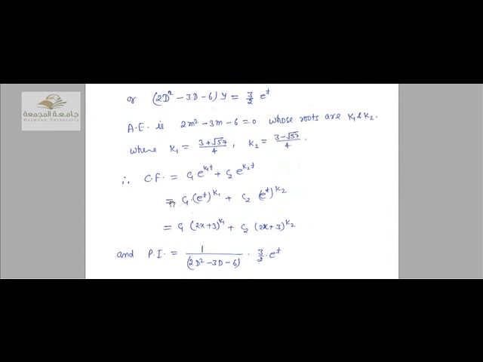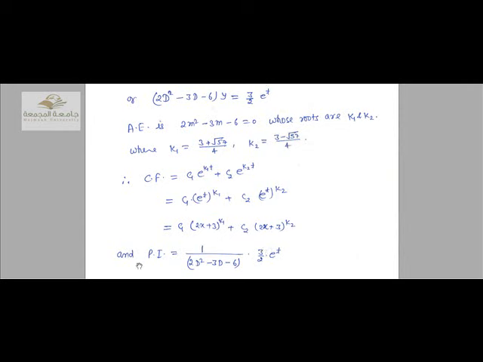We can write this again as c1 (e^t)^k1 + c2 (e^t)^k2, where e^t = 2x+3. So we put e^t = 2x+3 and we get c1 (2x+3)^k1 + c2 (2x+3)^k2.